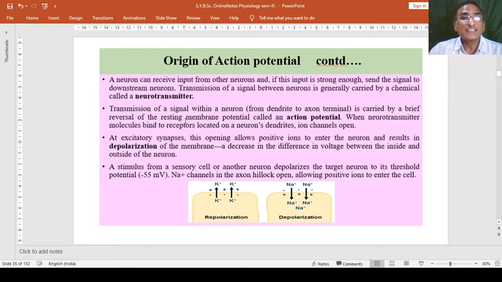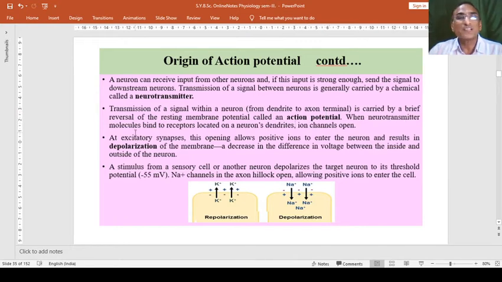Transmission of a signal within a neuron, from the dendrite to the axon, is carried by a brief reversal of the resting membrane potential, and this is called the action potential. Again, we can note here that transmission of a signal from the dendrite to the axon is nothing but the action potential.